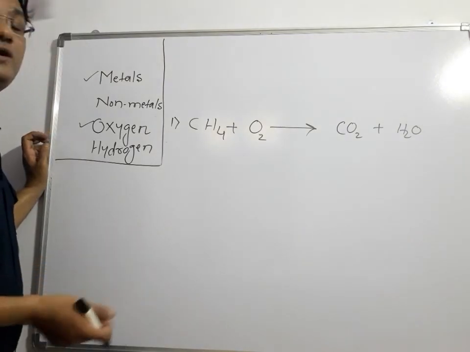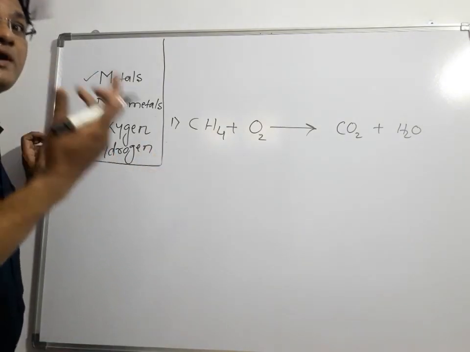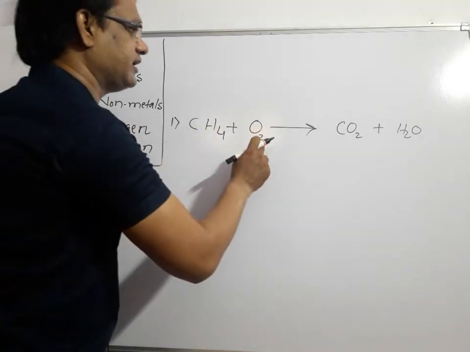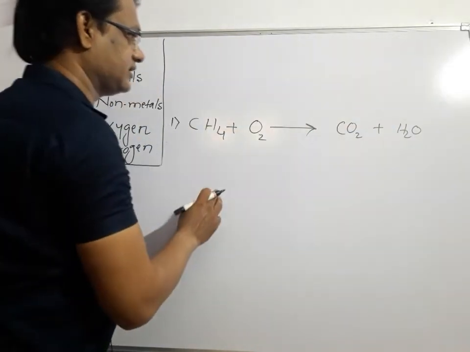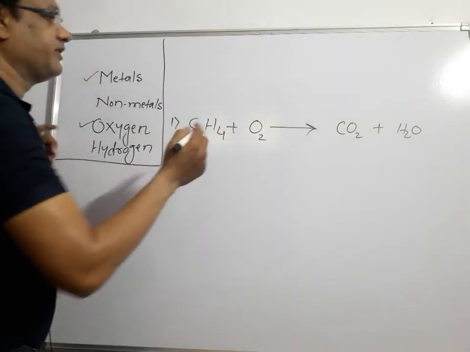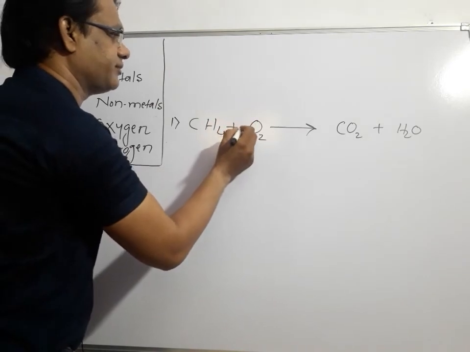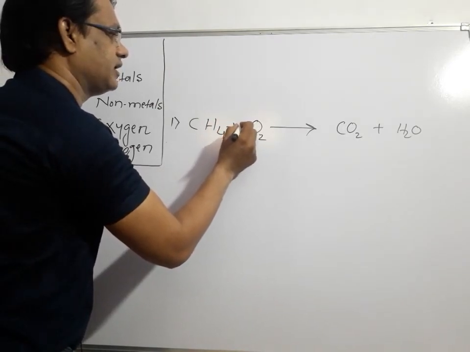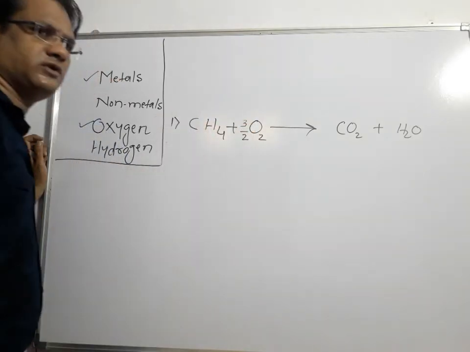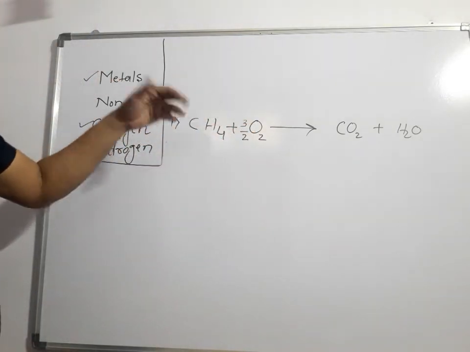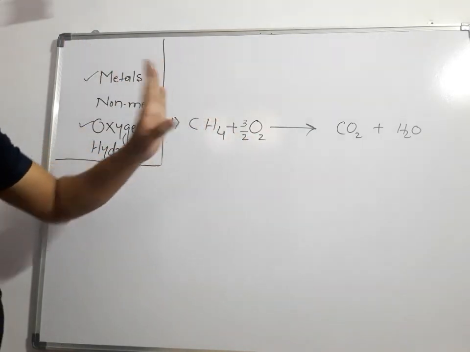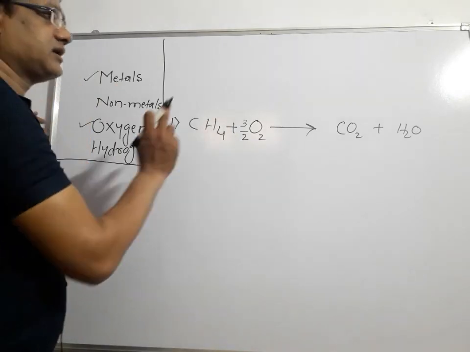Okay. It's quite difficult to balance this one. Now we'll apply our brain. Okay, we'll use our brain to balance this one. So there is 3 oxygen, there are 2 oxygen. How can we balance? So it will become 3 by 2. Okay, just for our knowledge. 3 by 2 means 1.5. 1.5 into 2 means 3. Now it is balanced.